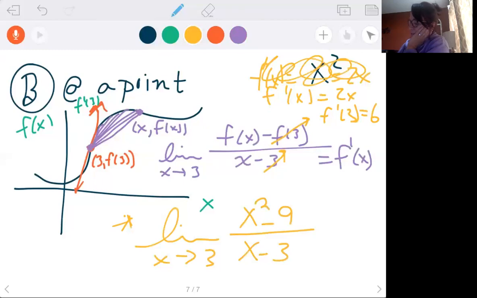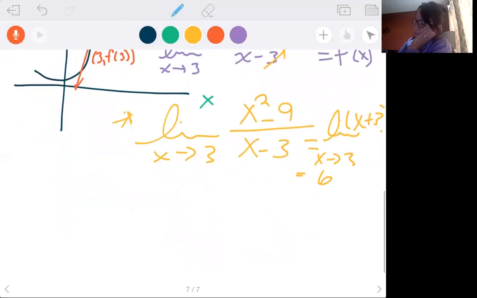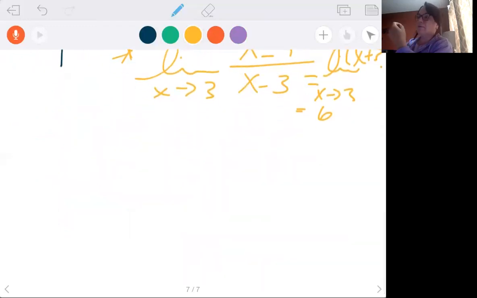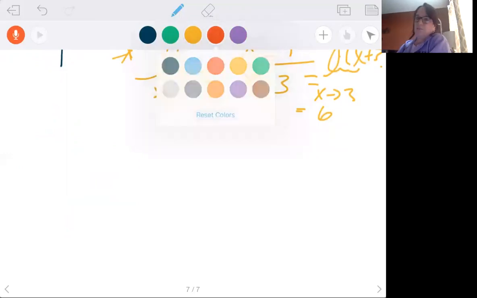So if I plug in a 3 right now, I get 9 minus 9 over 3 minus 3. But x minus 3 cancels. So I actually just get the limit as x approaches 3 of x plus 3. So I actually just get 6. Pretty cool, right? This one we focused on hardly at all, like maybe for 10 minutes, one of the first days in derivatives, because I knew that you would eventually not use it, and you still won't.